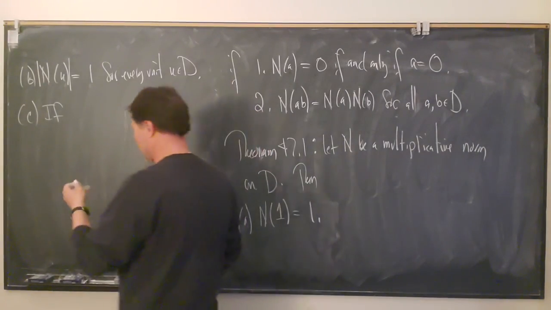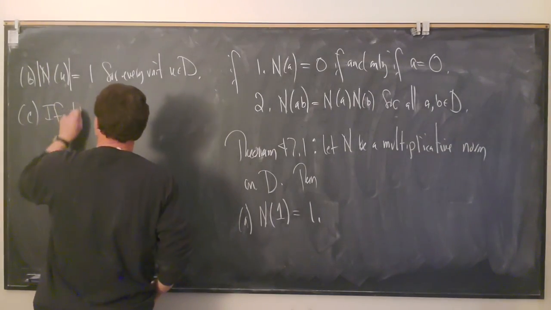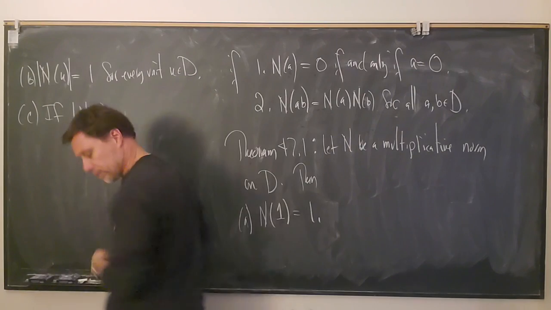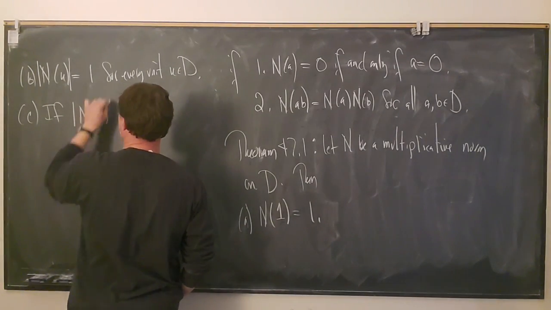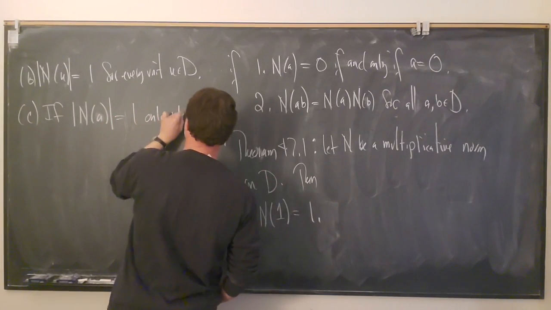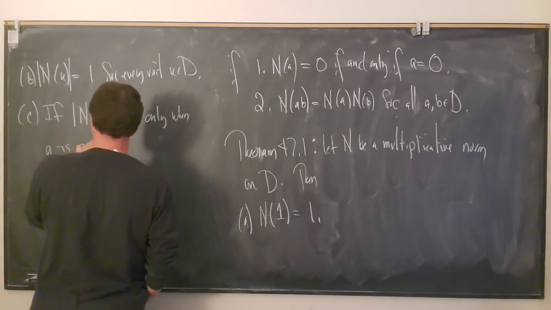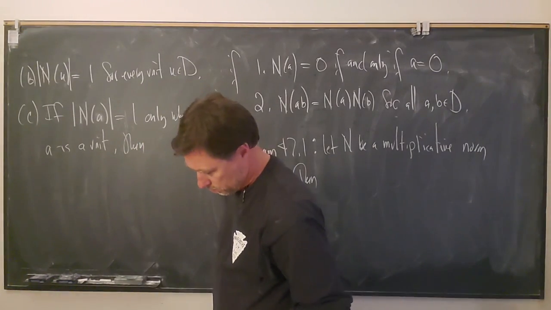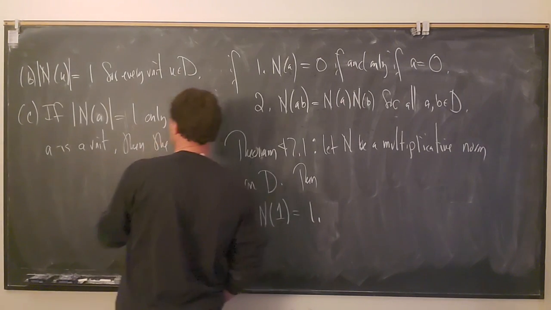And then the last thing here: if the absolute value of the norm of a equals 1 only when a is a unit, then the following holds.